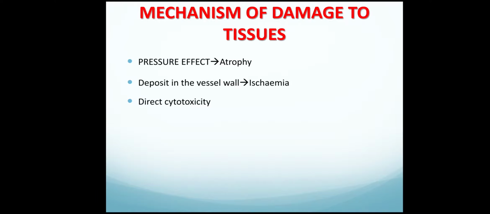So this I told you in the last video, that what is the mechanism of damage to the tissues. So when amyloid protein gets deposited, it leads to the atrophy of the cells due to the pressure atrophy. Next, the amyloid protein gets deposited in the wall of the blood vessels, leading to the ischemia. And lastly, the amyloid proteins, they can be directly cytotoxic.